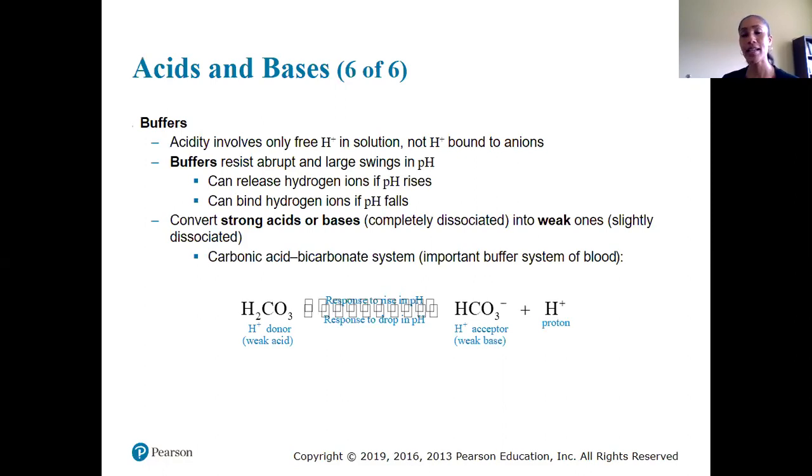Either we're going to lower the pH or we're going to increase the pH for whatever reason we're trying to have. So buffers will resist abrupt and large swings in the pH. And depending on the buffer, we can have the buffer increase the pH or we can have the buffer decrease the pH.